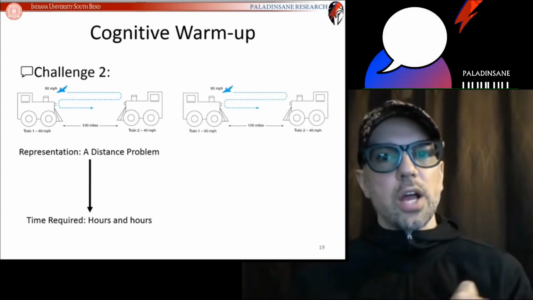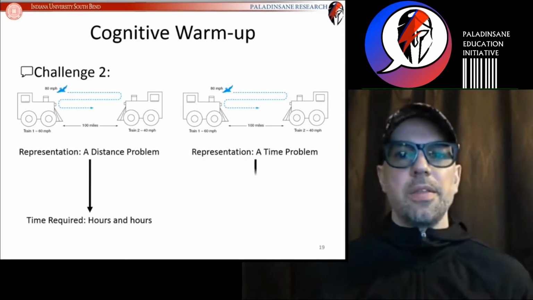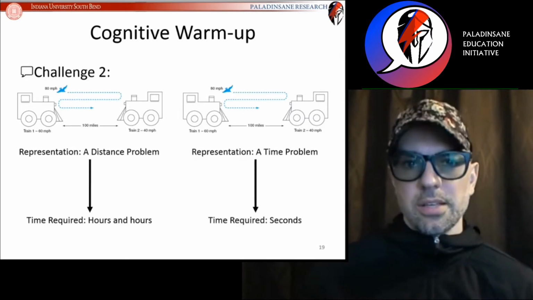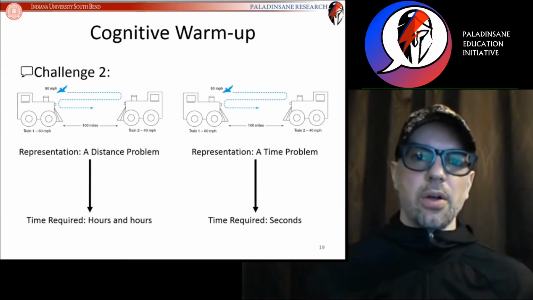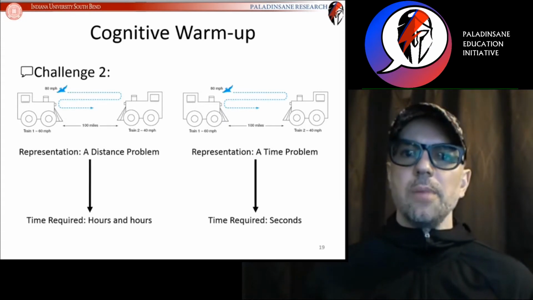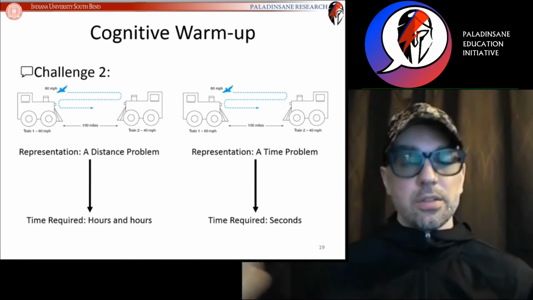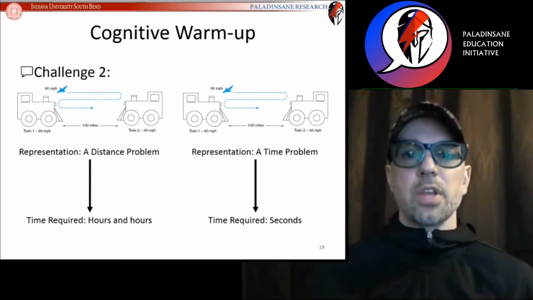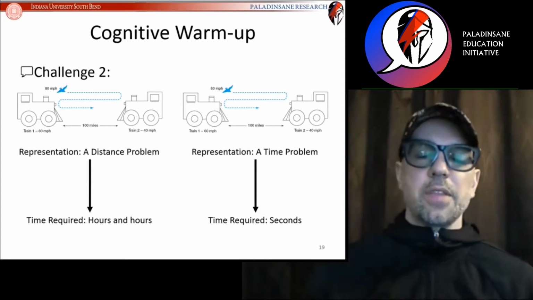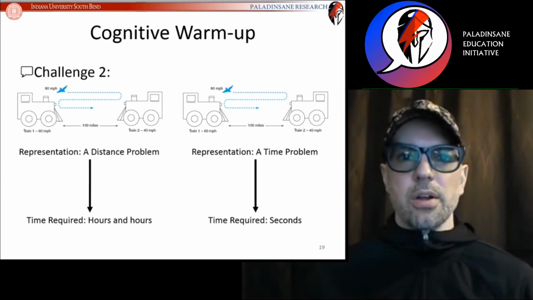If you restructure your representation and restructure it as a time problem, then all of a sudden it's seconds to solve this problem. Because if these two trains are going at 60 and 40 miles an hour and they're 100 miles apart, they're going to collide in 1 hour. They're traveling towards each other at 100 miles an hour. They've got 100 miles to go. They're going to travel for 1 hour. If this bird is traveling 80 miles an hour, it can cover 80 miles in an hour, and there we have our problem solved.